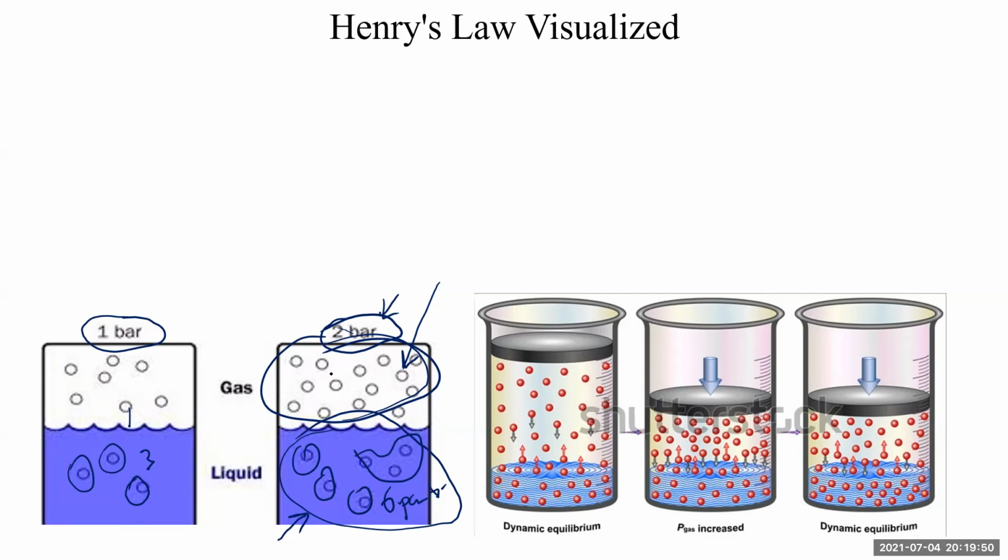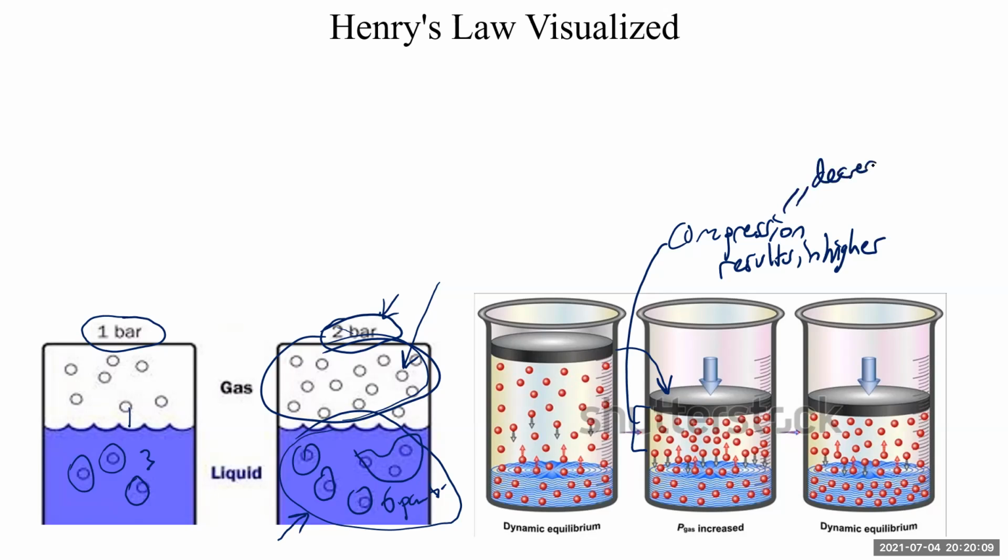Of course, that's not the only way to increase partial pressure, right? The other way to increase partial pressure is to compress. Compression results in higher pressure. You decrease the volume. Compression is a decrease in volume. Expansion is an increase in volume, right? That's what we've been talking about all this time. Expansion, you increase the volume of a gas. Compression, you decrease the volume of a gas.